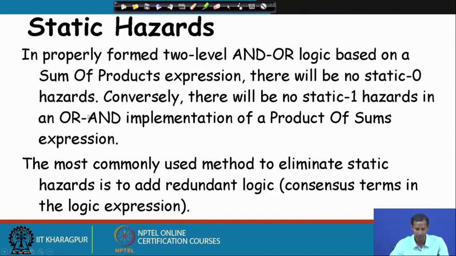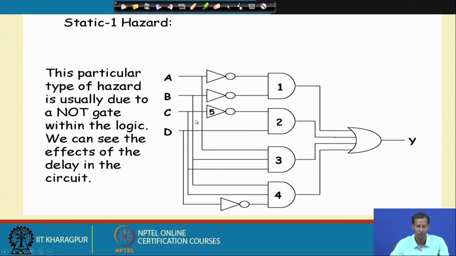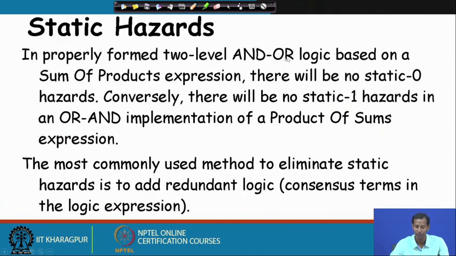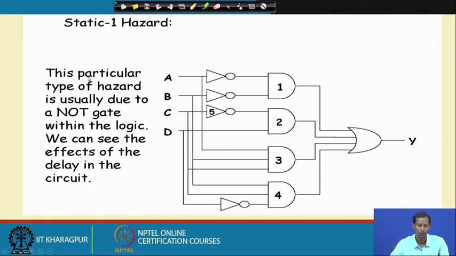And then this OR-AND means this product of sum. So, in these two cases, static 1 hazard occurs. Static 1 hazard occurs in sum of product, and in product of sum it is static 0 hazard. So, static 1 hazard, if I consider this particular example, this particular type of hazard is usually due to a NOT gate within the logic.